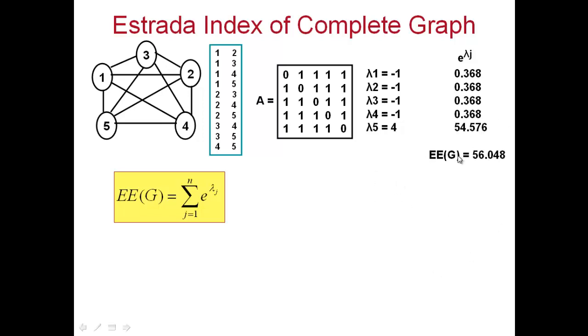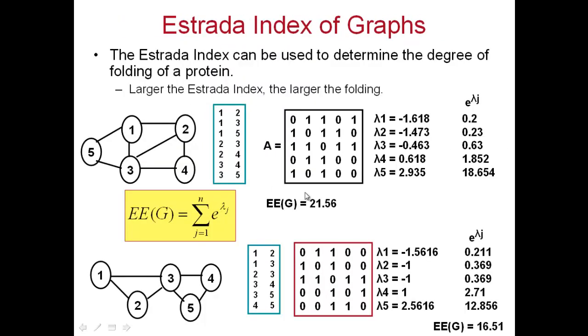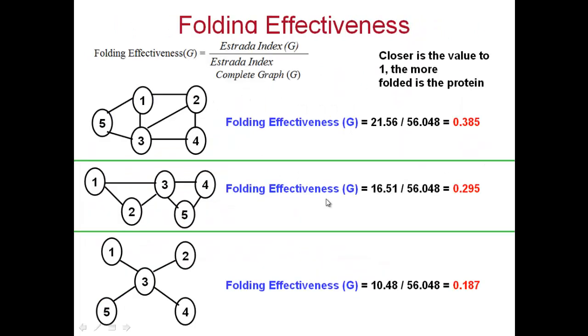So now this is what we are going to do. Once you get this number 56.048 for a complete graph of 5 vertices, we can divide the ratio, as I'm showing here: 21.56 divided by 56.048. This ratio is called the folding effectiveness. The raw Estrada index for the actual graph given to you, divided by the Estrada index for the complete graph of the same 5 vertices, is the folding effectiveness. The closer it is to 1, the more folded is the protein.